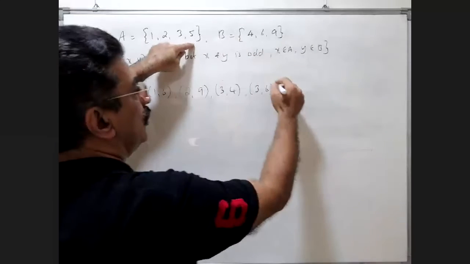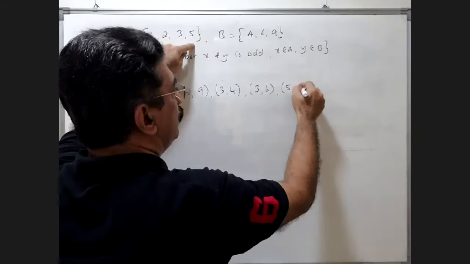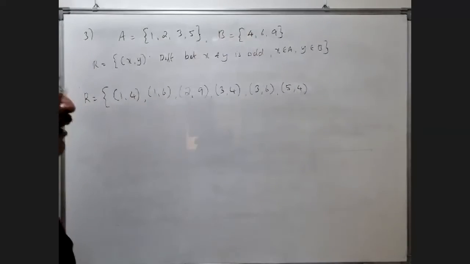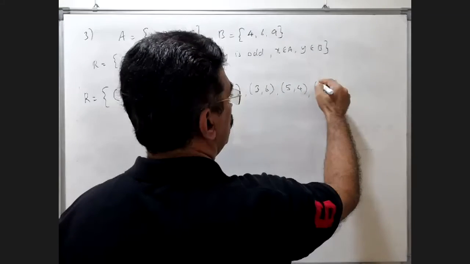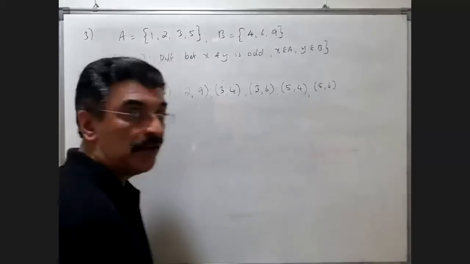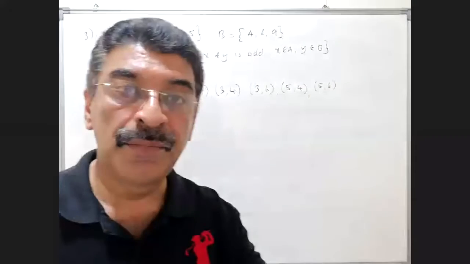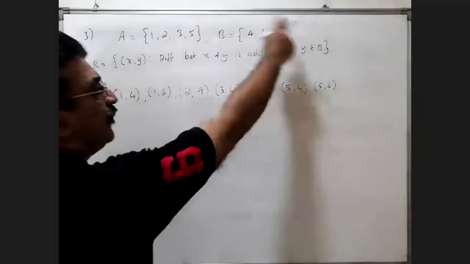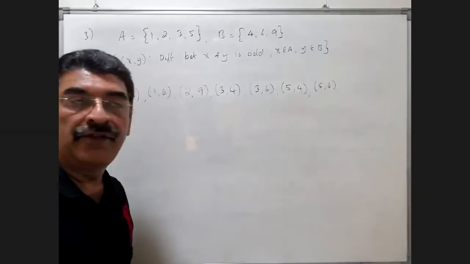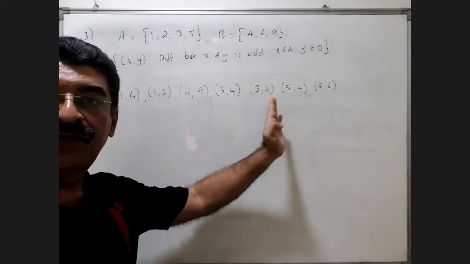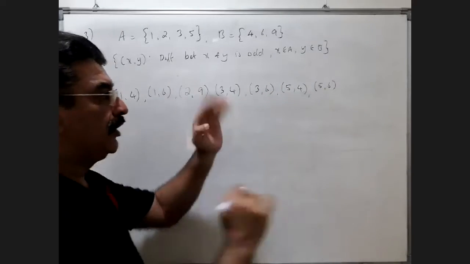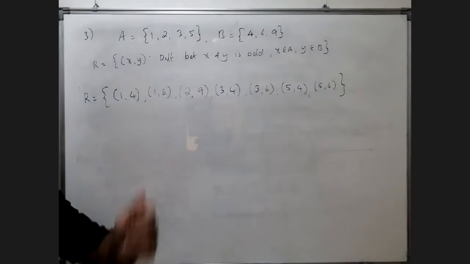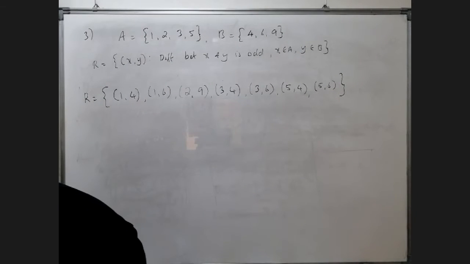Next number 5. 5, 4. Difference is 1. It's an odd number. 5, 6. Again, the difference is odd. See, difference between two numbers means always the bigger number minus the smaller number. So 5, 6, difference is 1. Again, 5, 9. Difference is 9 minus 5, 4. It is not an odd number. We cannot take it. So this is the same relation written in roster form.